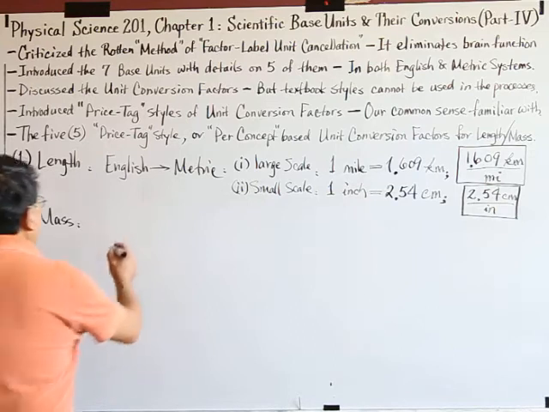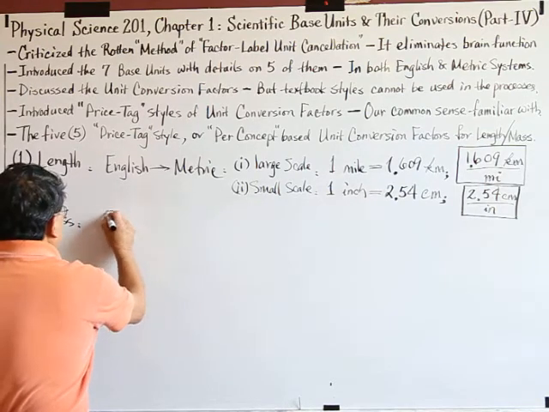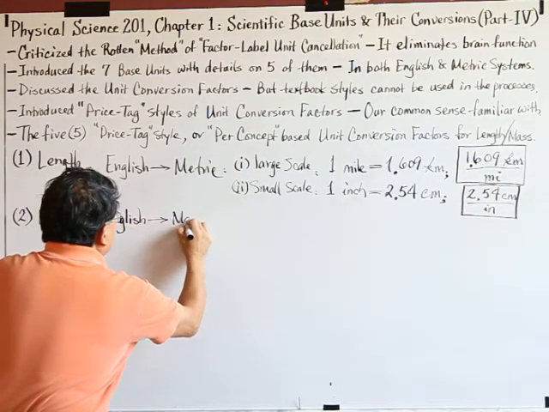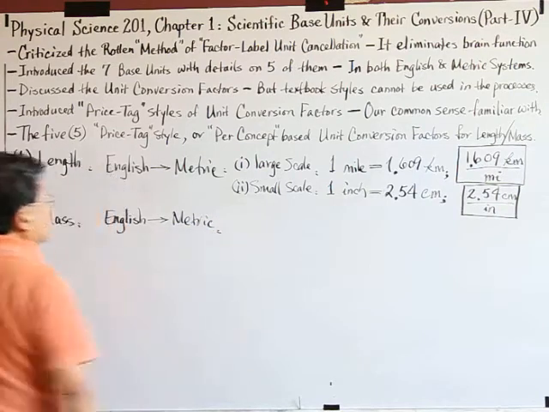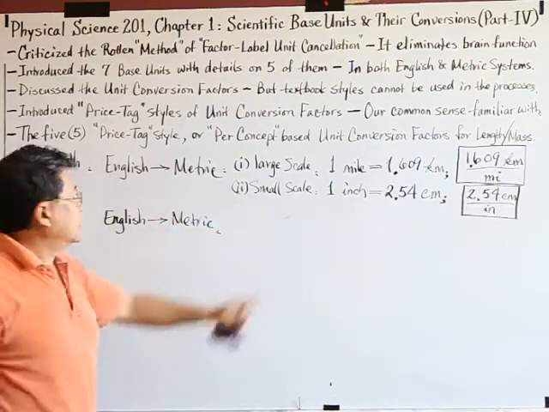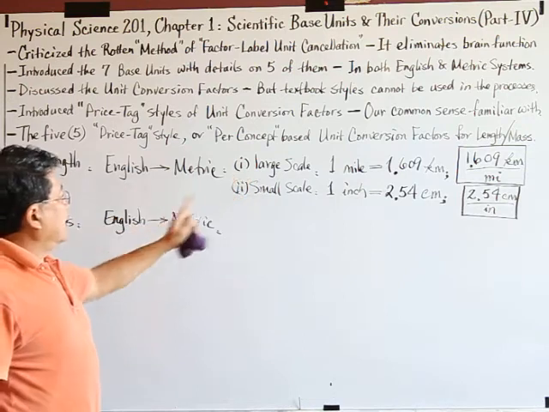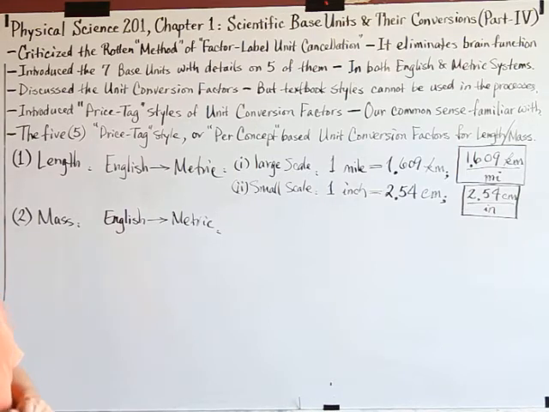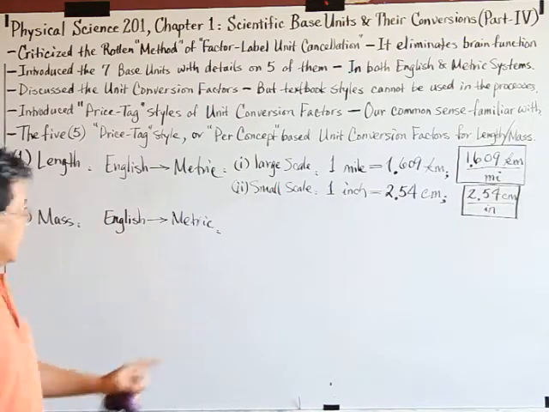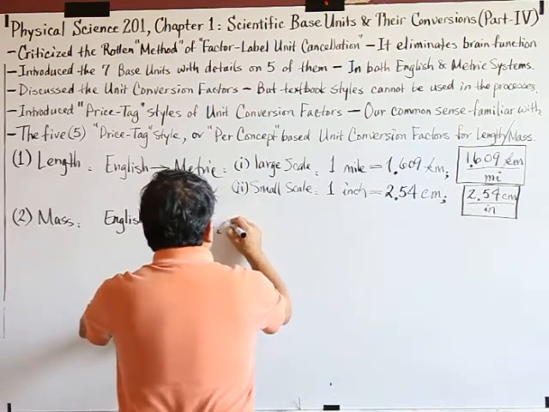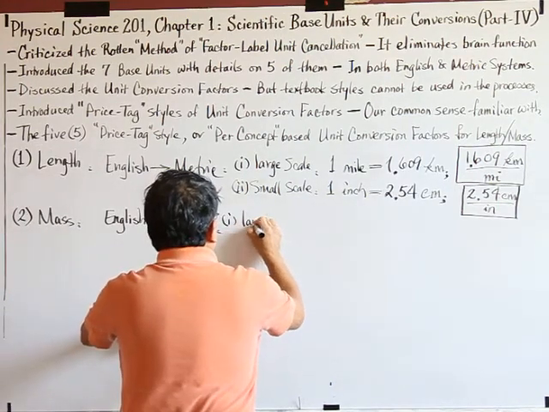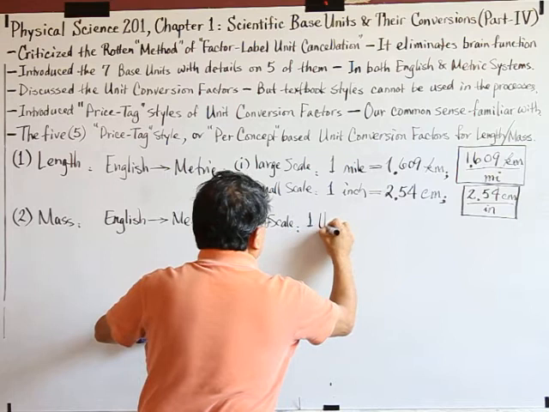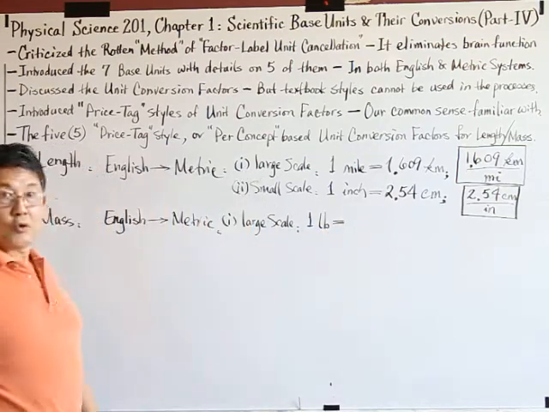Now the first one, English to metric system. Go by the same trend: first we go large scale, then we go smaller scale. Now what is the large scale for English for mass? That's 1 pound. We normally use pound for regular stuff. We talk pound, so going by the same, large scale: 1 pound equals how many grams?